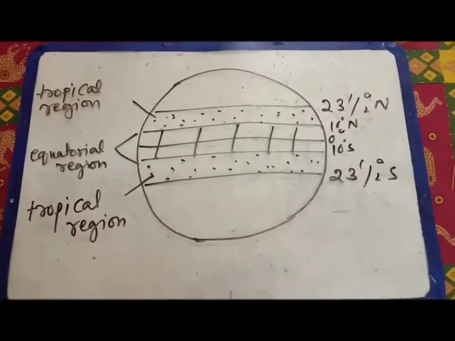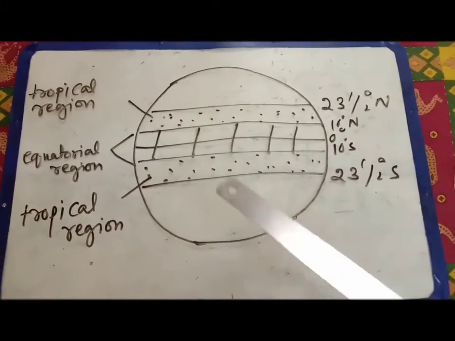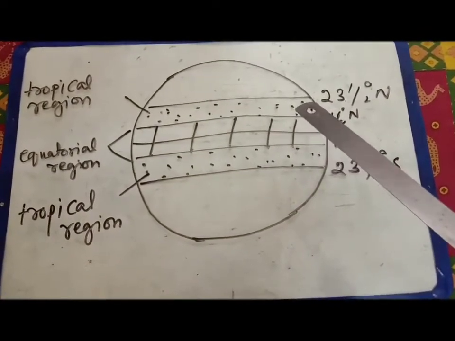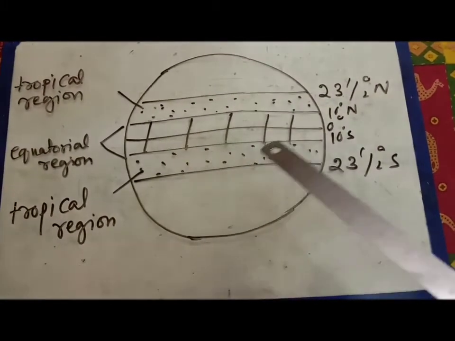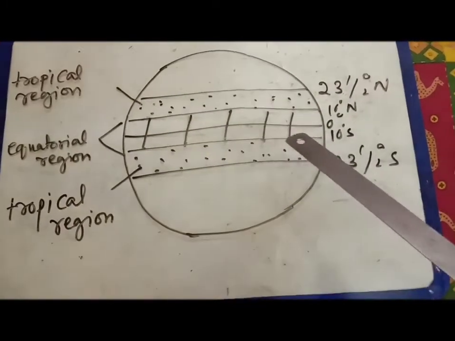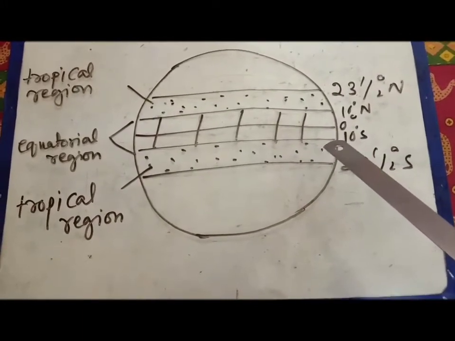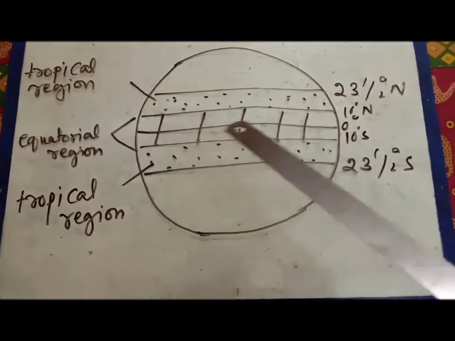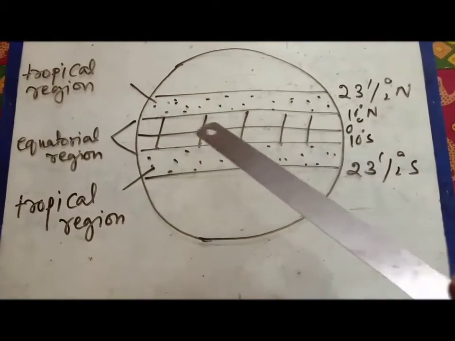Students, please look at the board. Here I have drawn some important places of the world. You can see this is 0 degree, and from 0 degree to 23.5 degree north and 23.5 degree south, this place, as you know, is called the torrid zone. Now the torrid zone is also divided into some subdivisions. From 0 degree to 10 degree north and 0 degree to 10 degree south, this place is very near to the equator, and it is called the equatorial region.